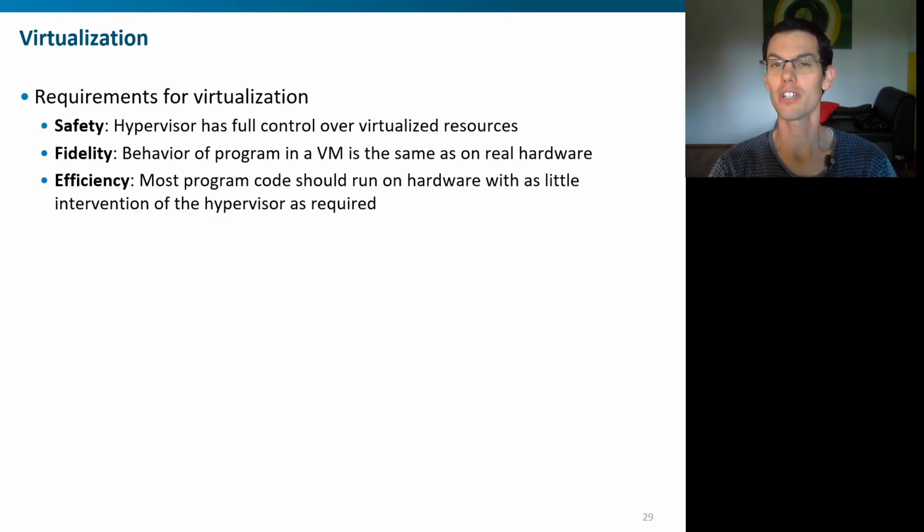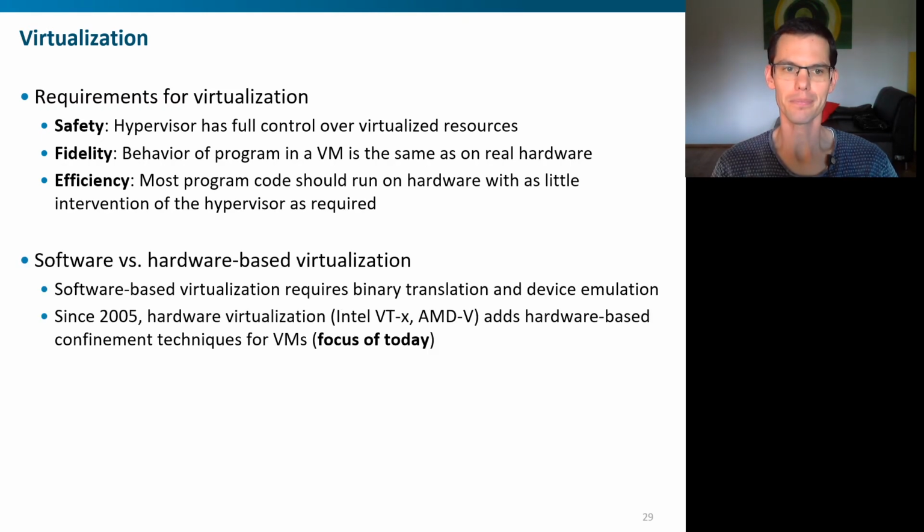Second one, which is kind of in contrast, is that you want to have fidelity. That is, the behavior of programs in a VM should be the same as if the program would run on real hardware. And now, which is actually in kind of a stark contrast to safety, is efficiency. The program code you would run in a VM should not be significantly slower than if you would run it on real hardware. So how do we achieve this? We're going to discuss that shortly.